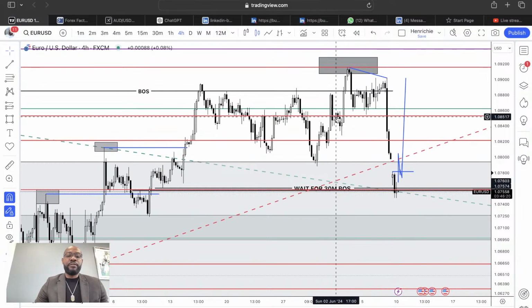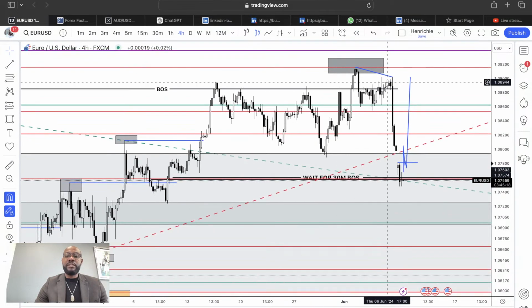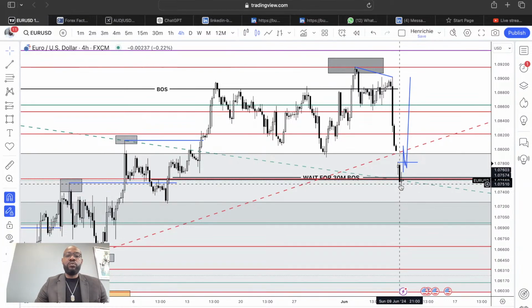Because overall, I still remain bullish on Euro US dollar, irrespective of the fact that we saw this impulse drop to the downside, which happened due to the non-farm employment change on Friday. After that came out, we saw this displacement to the downside, but that doesn't change the fact that the 12-month time frame is still showing me that we're still bullish.